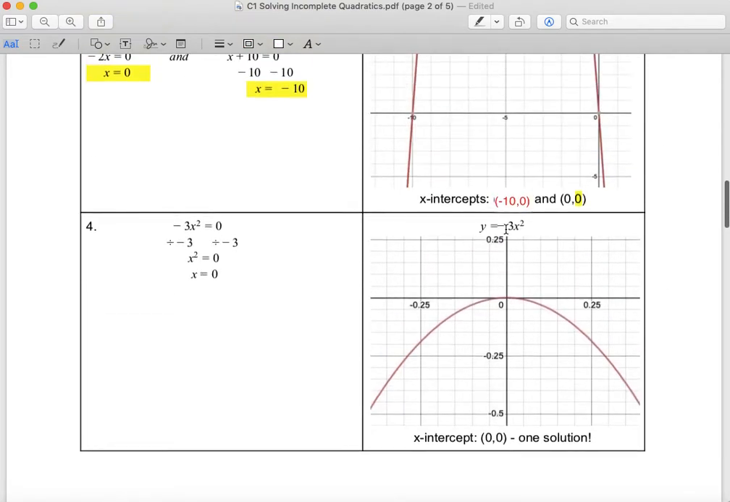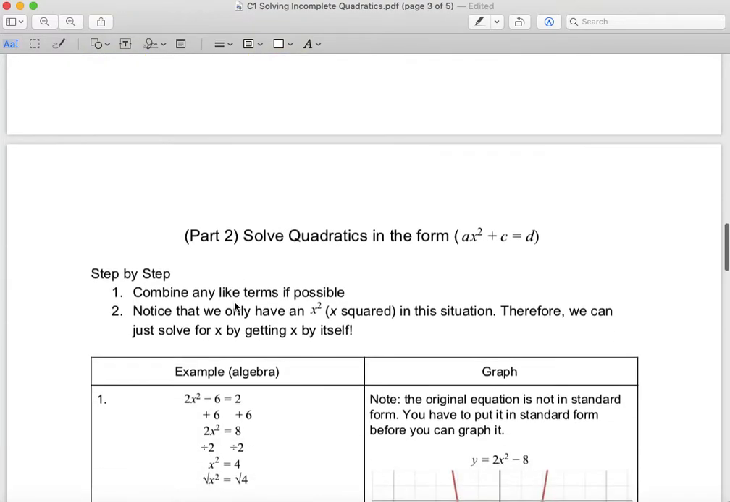And last but not least, there's only one solution here. Where there's no factoring involved, you just divide both sides by a -3 and then take the square root of both sides. Anywho, moving on.